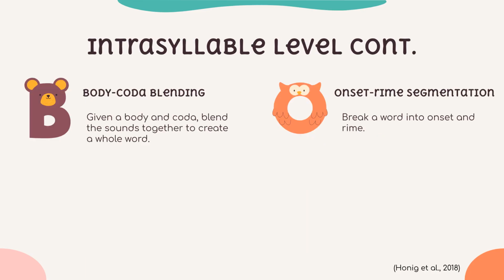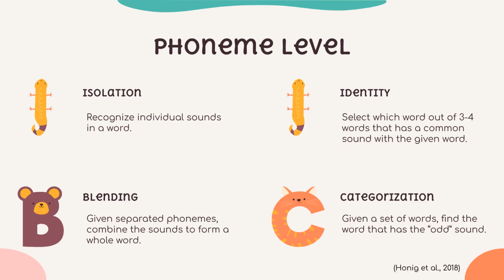Also, at the intersyllable level, we want students to be able to blend body and coda. So when they're given a body and a coda, they are able to blend the sounds together to create a whole word. And we would also like them to understand onset and rhyme segmentation, which is when you break a word into an onset and a rhyme.